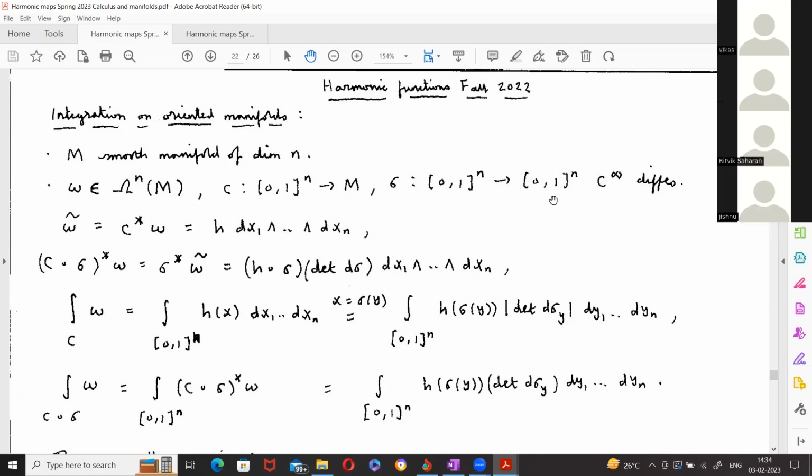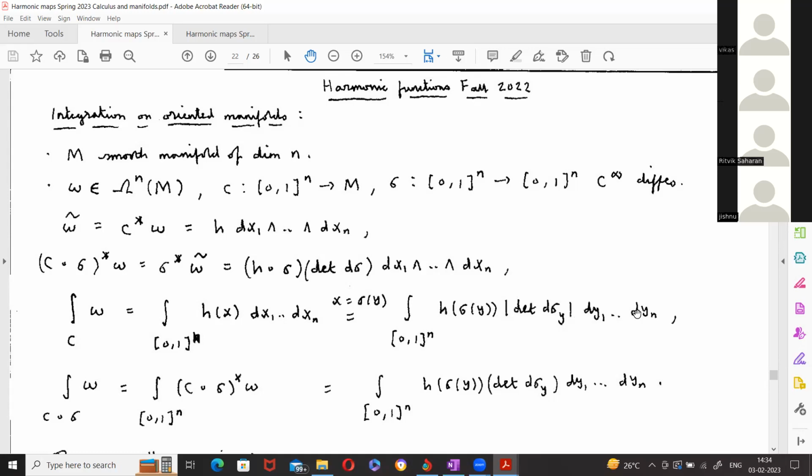Yes, it's clear. Okay, fine. So now let's look at the integral of omega over c. By definition, this is the integral of h of x, dx1 ... dxn over the unit cube. Here I can make a change of variable x equals sigma of y. Then by the change of variables formula from multivariable calculus, this is the integral over the unit cube of h of sigma y, the modulus of the determinant of d sigma at y, dy1 ... dyn.